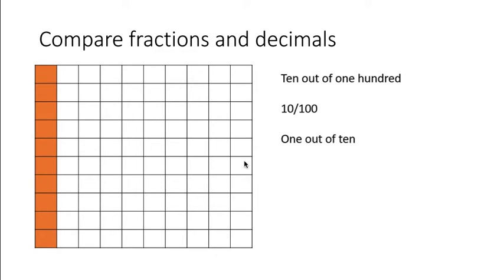Or you could think a bit about it as 1 out of 10. It's 1, 2, 3, 4, 5, 6, 7, 8, 9, 10 columns, and I've coloured 1 out of the 10 columns. So I could say I've coloured 1/10. 10 hundredths is exactly the same as 1/10. 1/10, 0.1.